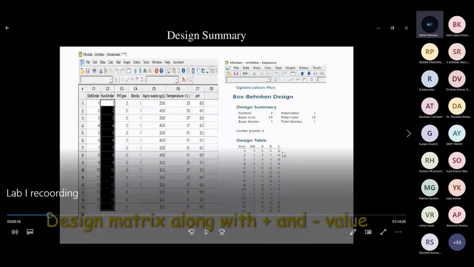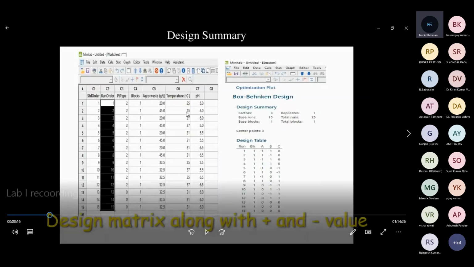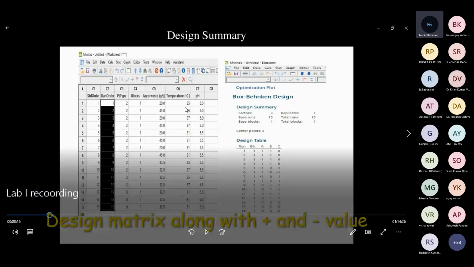And it is not shown for the next parameter. It is 0. And this 0 is the optimum pH for parameter 3. Similarly, run 2 has 1, -1 and 0. 1 is the higher one, 45 gram per liter, -1 is your 25 degree, and 0 is the optimum pH. Likewise, 15 combinations of runs are there.